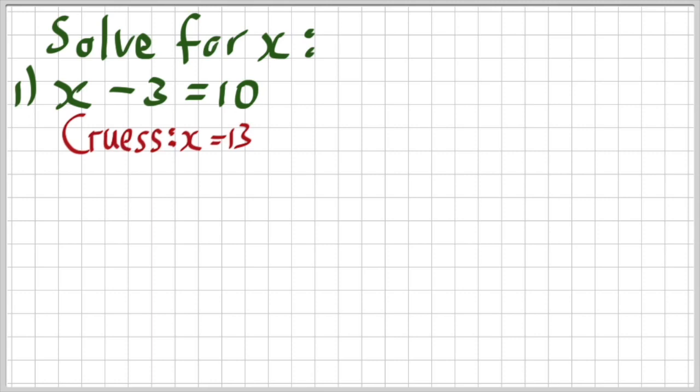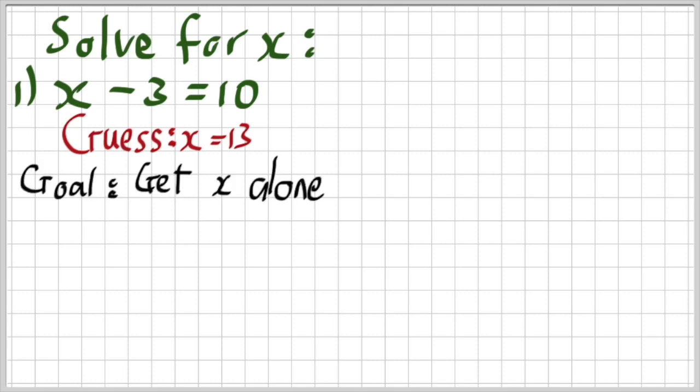So if I make a silly mistake and I maybe get to 5, then whoa, that just doesn't make sense. Or if I get to negative 7, that doesn't make sense because my guess was x to be 13. What is the goal of solving algebraically when it comes to just normal x's? So not x squareds or anything else, just x's. The goal is always isolate x. In other words, get x alone.